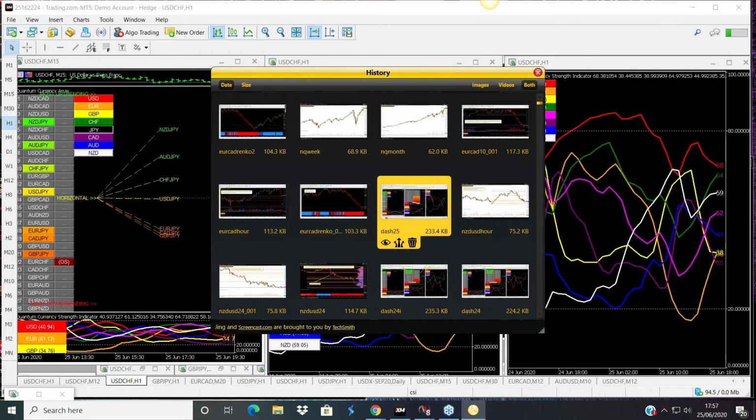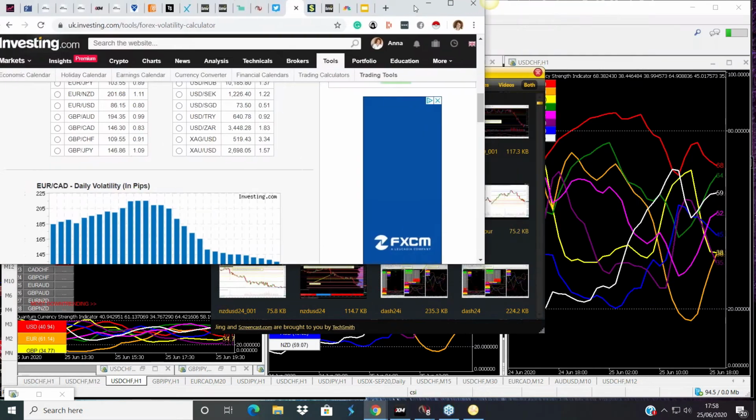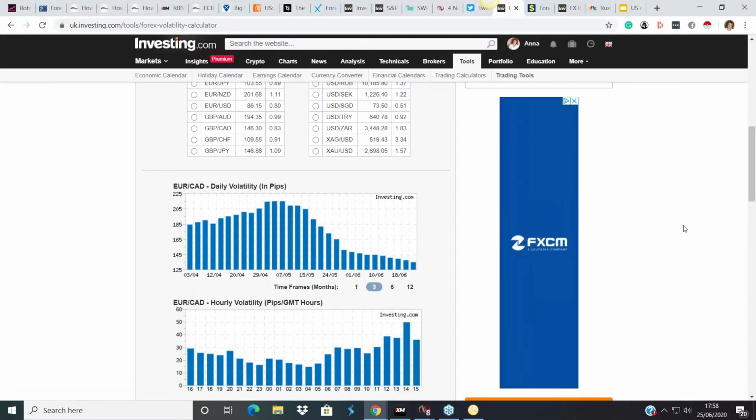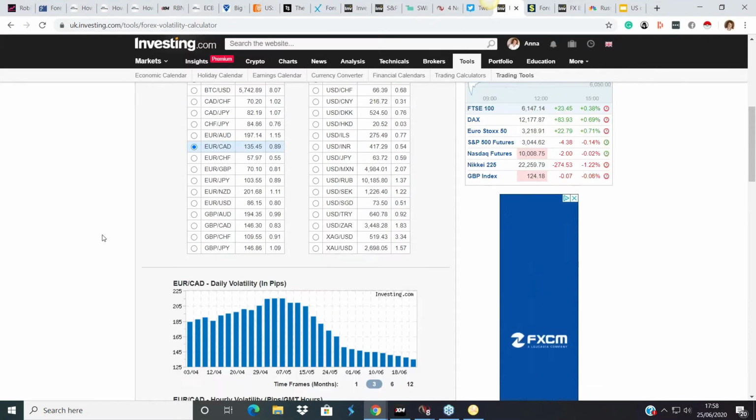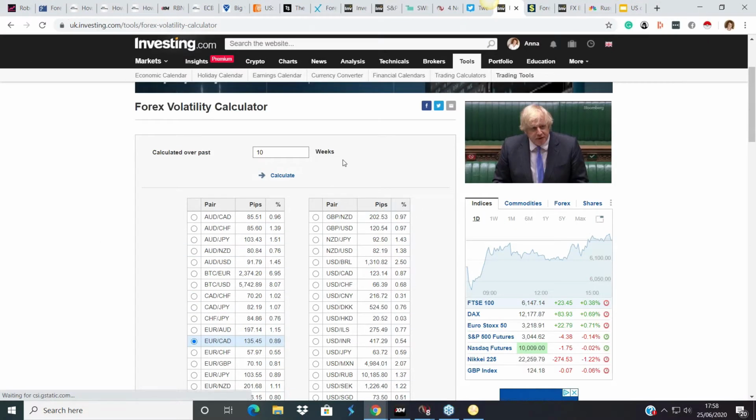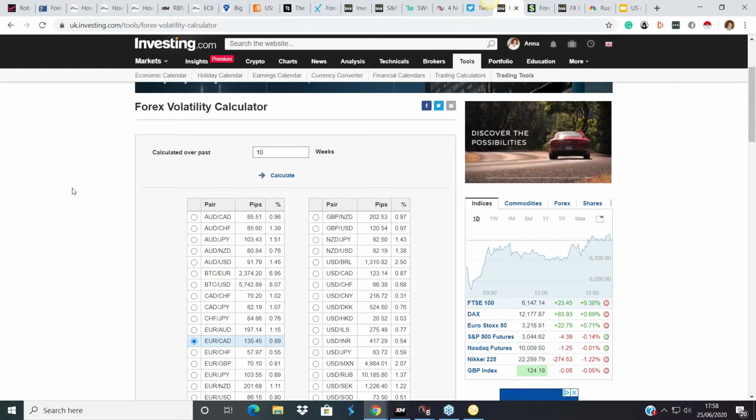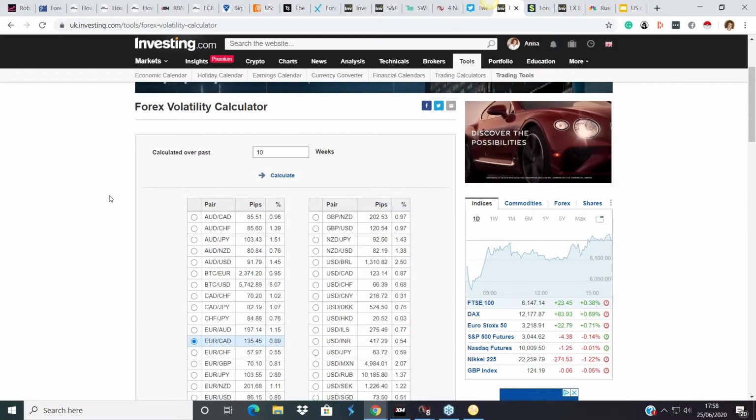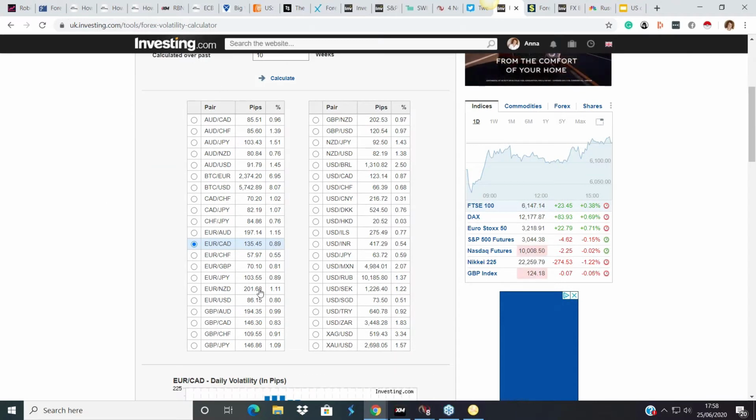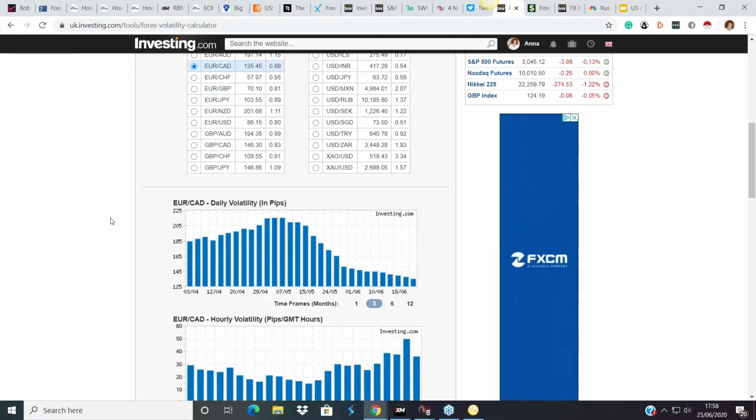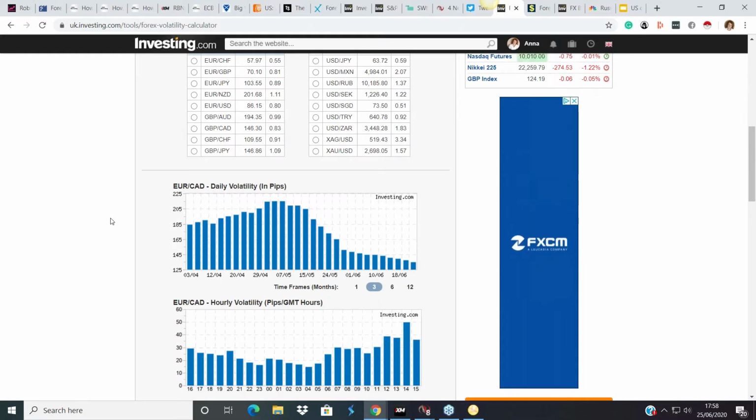If I could bring your attention here to this site, which is investing.com. This is over 10 weeks, which is fine. You can make it longer, but 10 weeks is enough for what we need. Basically, you have most of the pairs, and you've got gold and silver on CFDs as well. You highlight the pair you're interested in, and it tells you the daily volatility, and by volatility we mean the range, the number of pips that it's been doing.